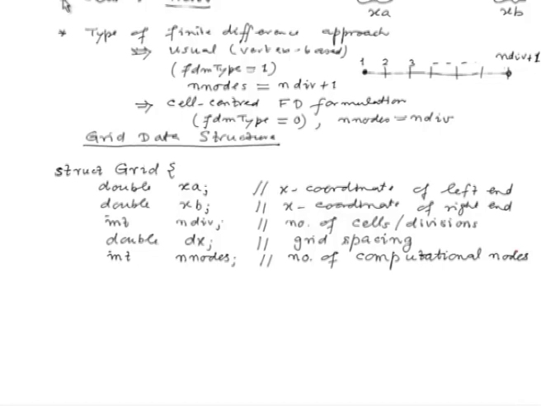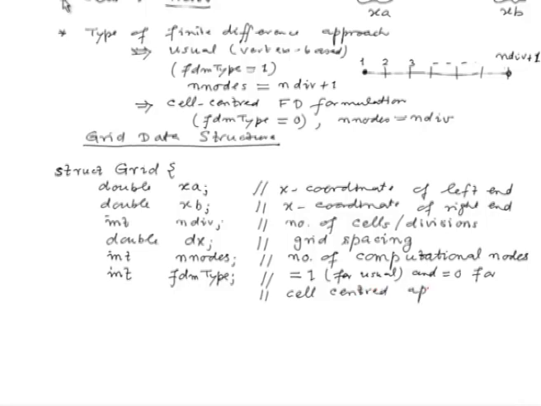The finite difference approach should also be put as a part of this. Okay. So, that is again an integer parameter. So, int FDM type, now this is equal to 1 for usual vertex based and is equal to 0 for cell centered approach.